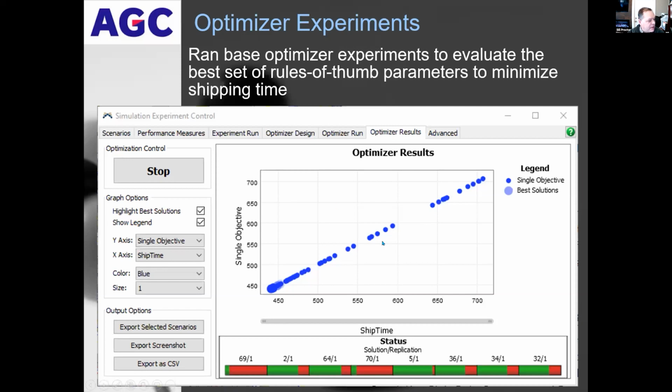So we ran the optimizer. And again, for our optimizer, all those parameters that I showed earlier, those were the things that we were looking at changing. We gave them each a min and a max. And then we were trying to optimize the time that we were completing shipping across all the docks each day. So we wanted to make sure that we were completing it before the end of the day because we didn't want to have overlap into the next day.